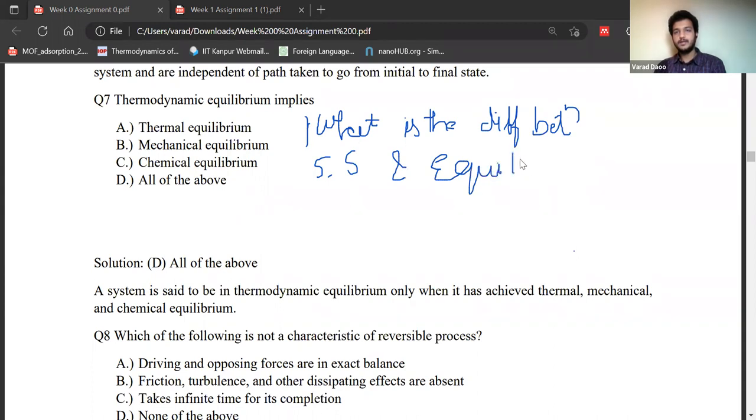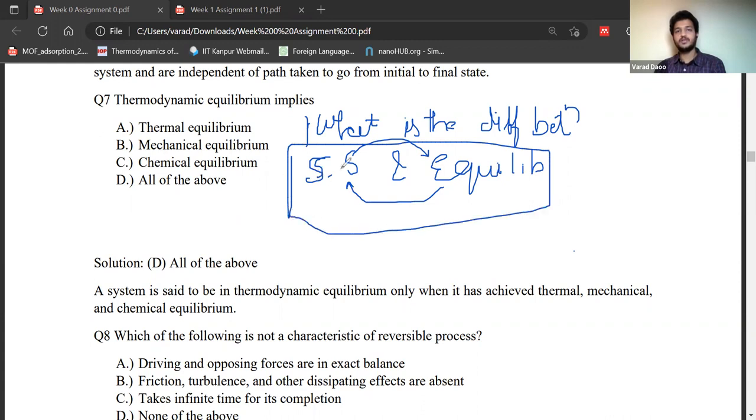Right? Equilibrium. So this is a homework question. Does the steady state imply equilibrium, or does equilibrium imply steady state, or what is the relation between them and what is the difference between them?